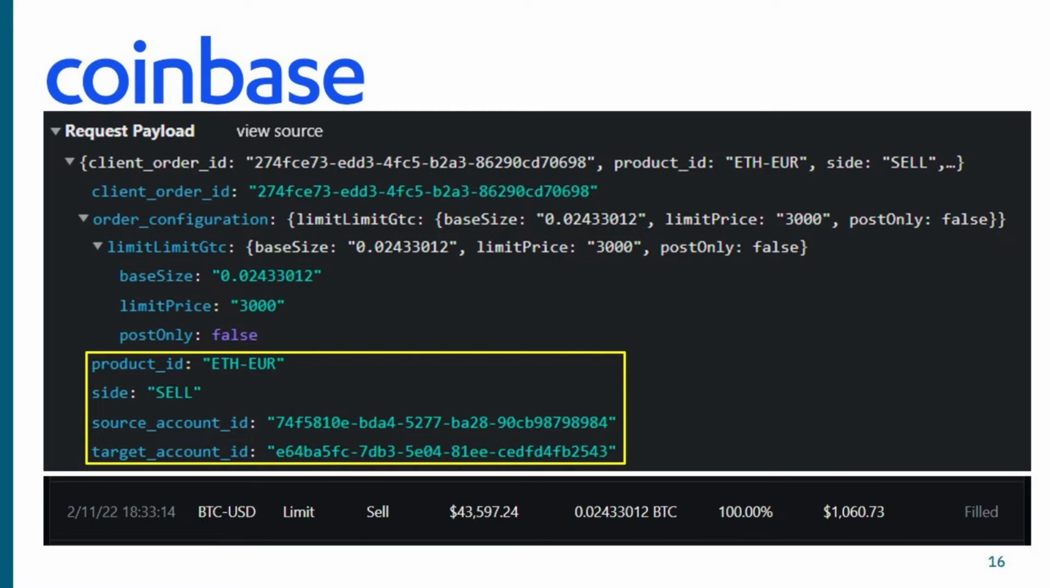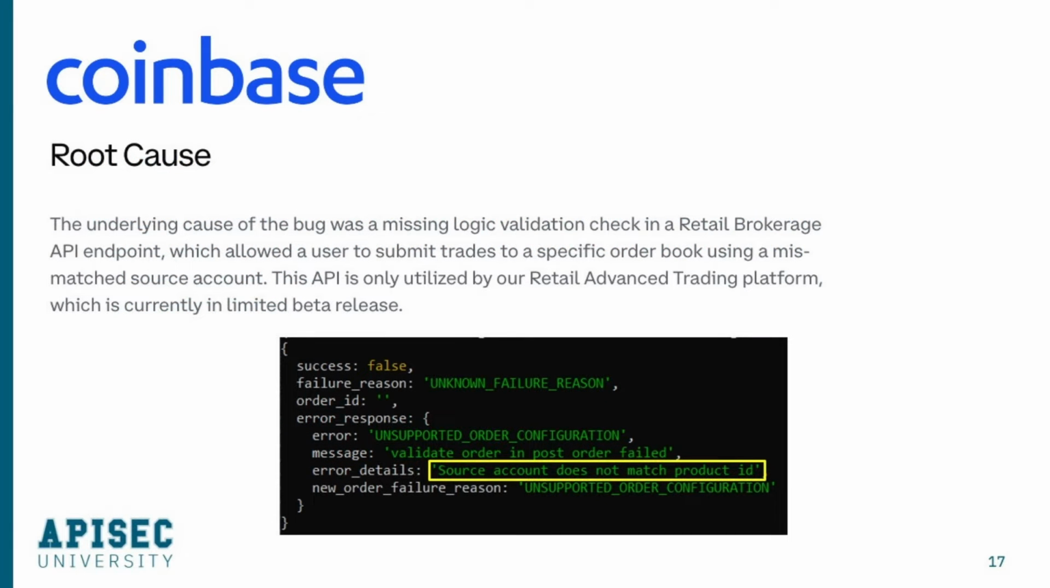They also blogged about it, and what was interesting, they were very clear that the cause of the bug was a missing logic validation check in their brokerage application. So there was a gap, right? The app was not confirming that the user submitting the transaction owned the accounts related to the transaction. And this is a classic, what's known as BOLA, or broken object level authorization flaw, where effectively user A is able to act on behalf of another user.